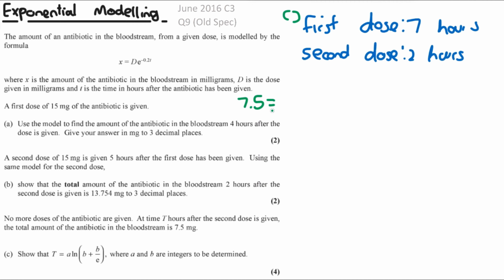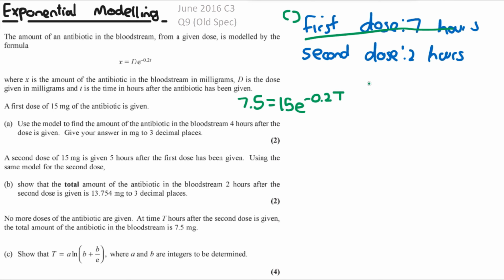And then let's consider the doses individually. So first of all, let's consider the second dose. Using this equation, D was equal to 15, so it's 15 e to the power of minus 0.2 t, as we're told t is t hours after the second dose is given, so this is just equal to t.